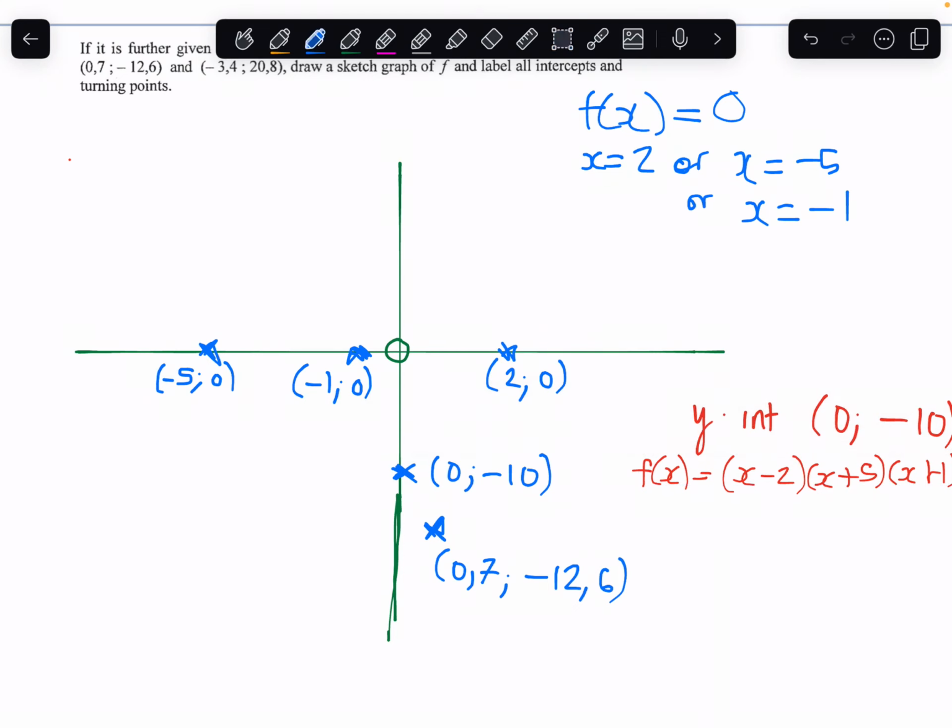Okay, right, so negative 3,4 and 20,8, so maybe somewhere up here. Negative 3,4 and 20,8. Oh, I also don't label my axes. Bad.